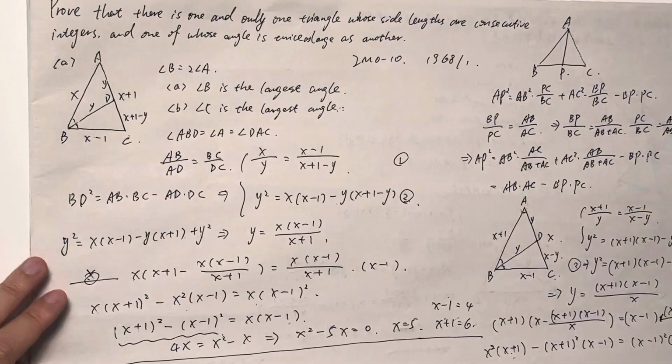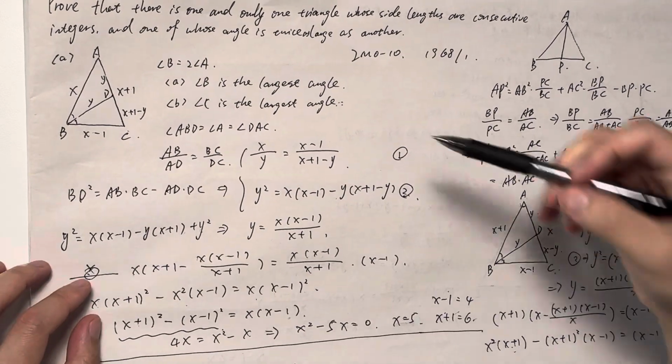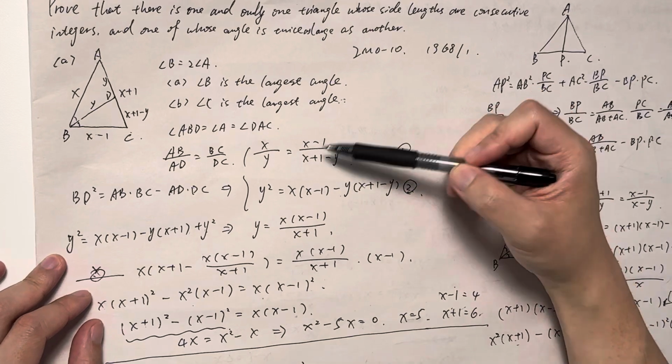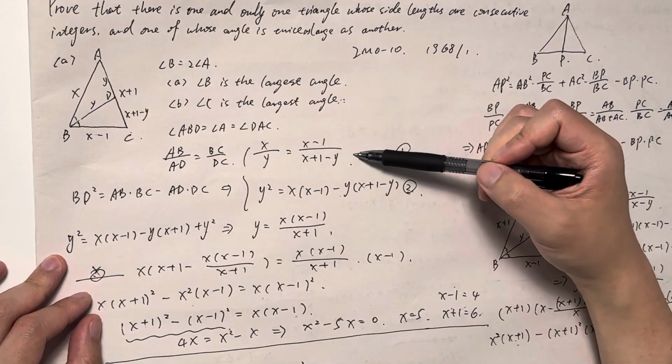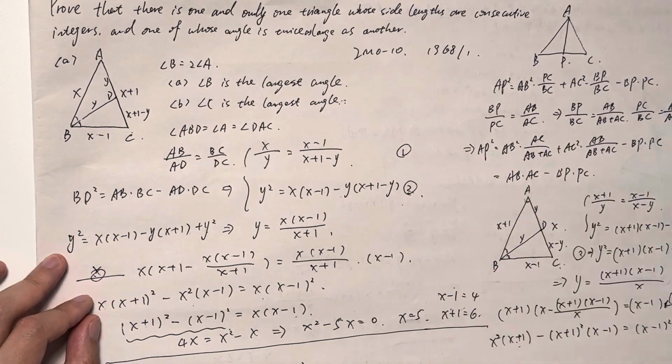Okay, so this is the IMO-10 problem, and here we got one equation. Basically, we got one equation from the angle bisector theorem, and we got another equation from the Stewart theorem.